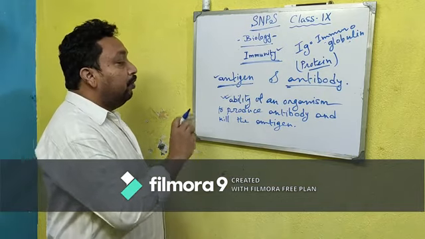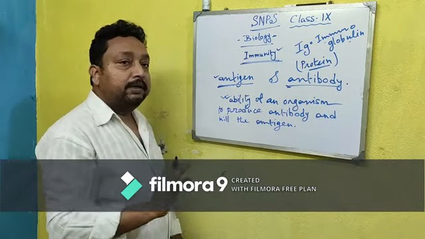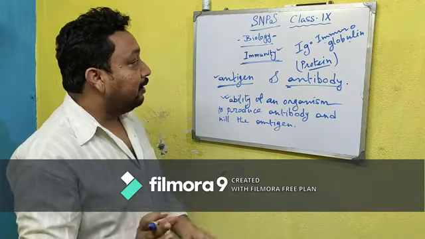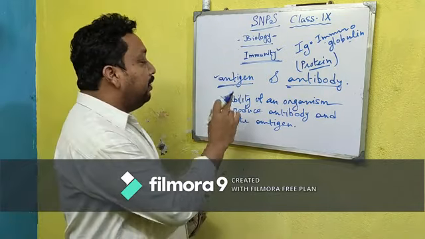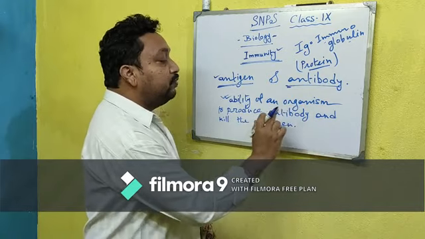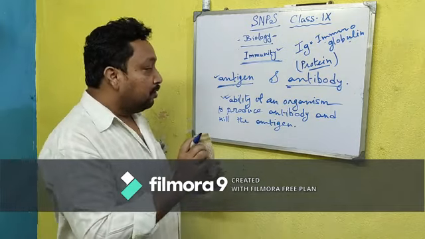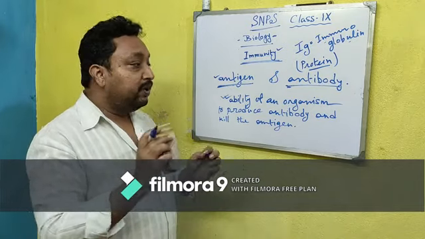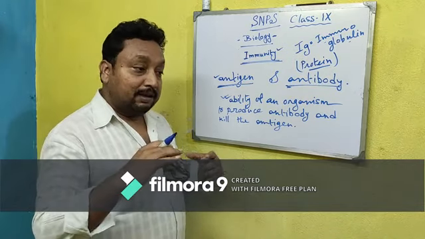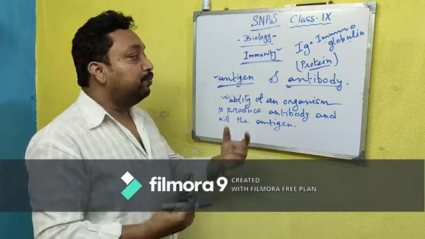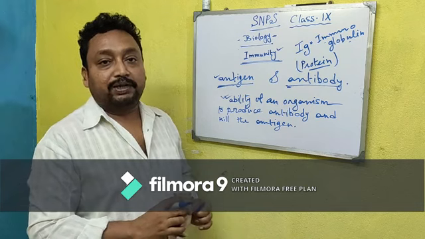Now, what is the antigen and what is the antibody? Now clear? Then we can understand what is immunity. I repeat again, immunity is the ability of an organism to produce antibody to kill the antigen. To control the antigen, to kill the antigen, antibody is essential for our body, and the ability to produce antibody is called immunity. It is the simple definition of immunity.